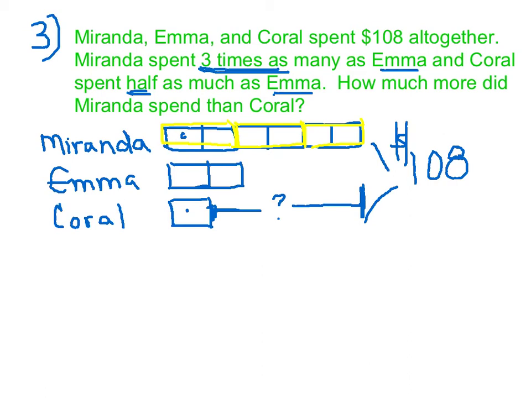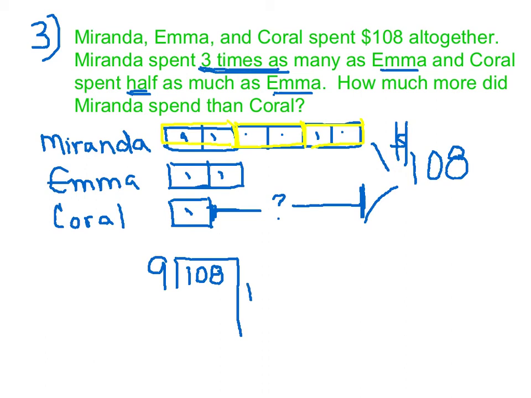Well, when I look at the drawing, I see that I have 1, 2, 3, 4, 5, 6, 7, 8, 9 boxes. So I'm going to split 108 into 9 parts. So that's our good old partial quotient strategy, 108 divided by 9.